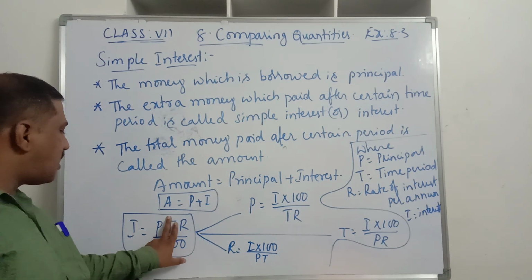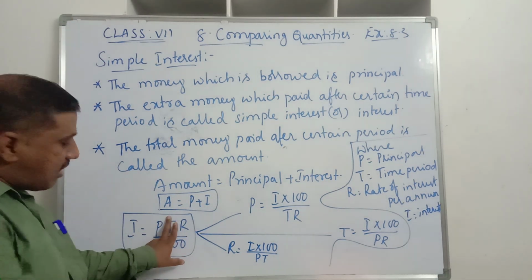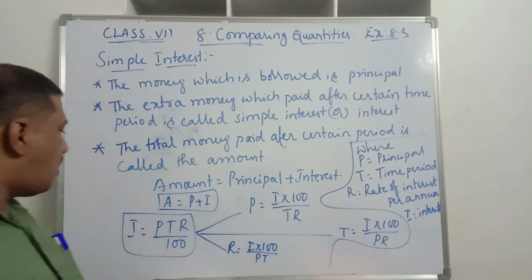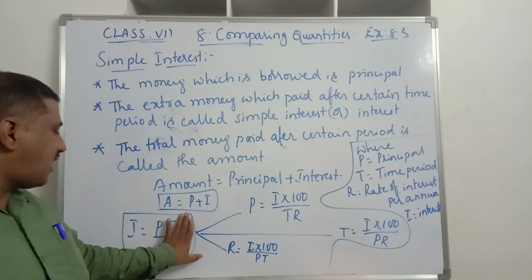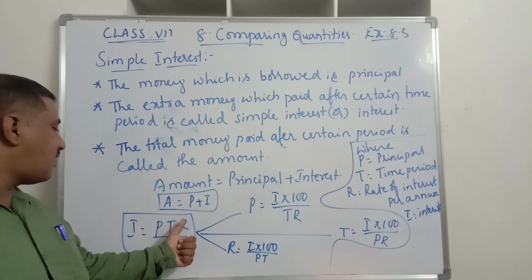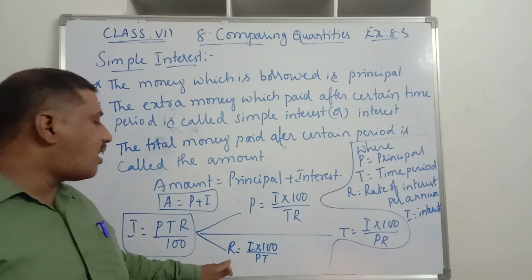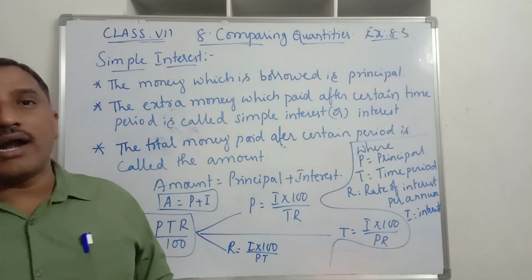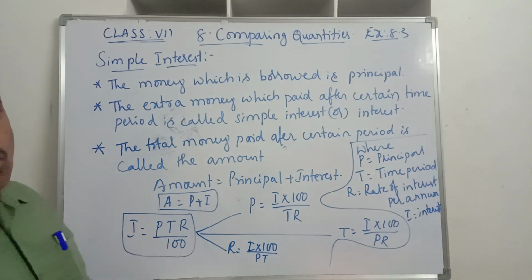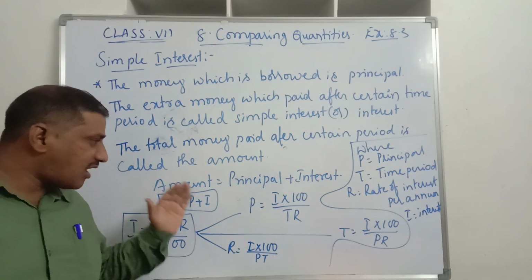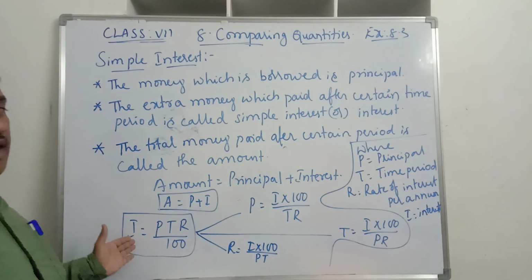T, if you close it, then what do we have? P and R are there. By cross multiplication, I into 100 divided by PR. Similarly, if you want to find rate of interest, close rate of interest, then what do we have? PT is there. By cross multiplication, R is equal to I into 100 divided by P into time, that is T. So what are the three formulas which we can get from the simple interest formula?